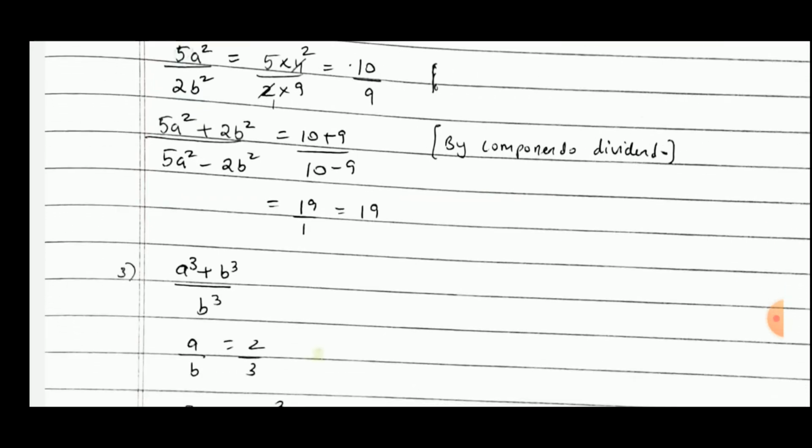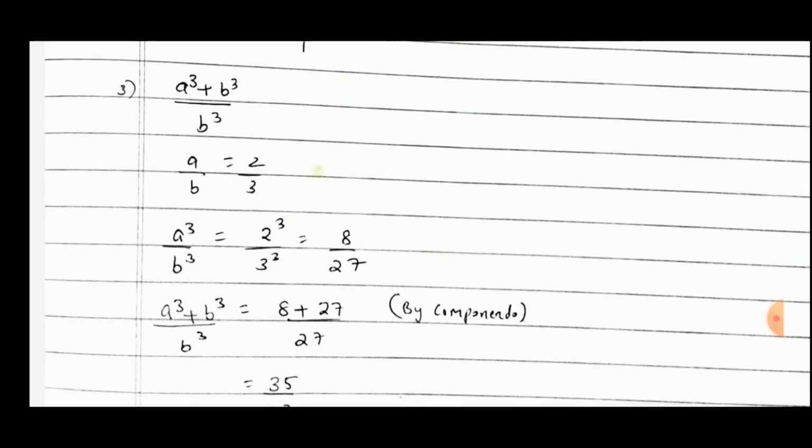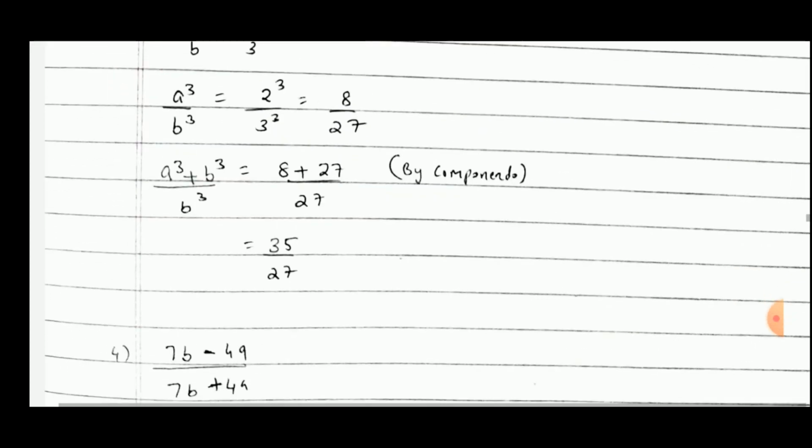So 5A square plus 2B square upon 5A square minus 2B square is 19 upon 1, that is 19. Then A cube plus B cube upon B cube. A upon B is 2 by 3. A cube upon B cube is equal to 8 upon 27. So by componendo, 8 plus 27 upon 27, that is 35 upon 27.